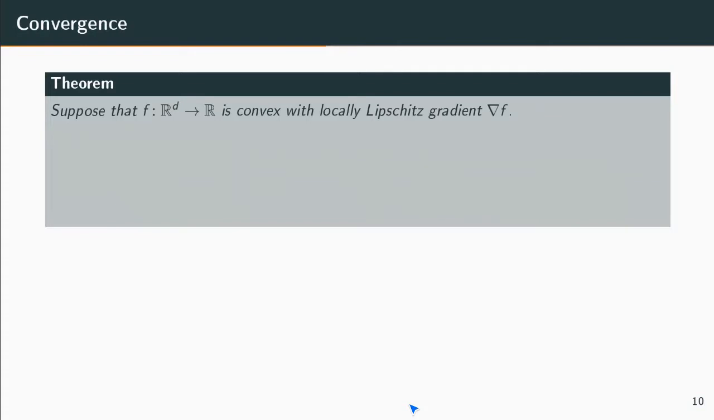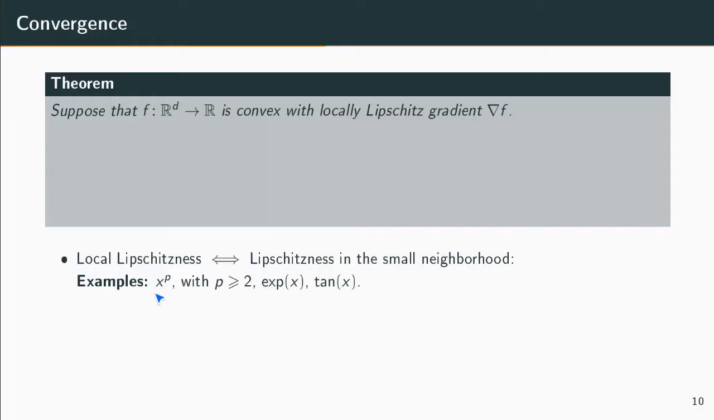So what we can prove is, if we assume that f is convex and not globally Lipschitz as we assumed before, but only that the gradient of f is locally Lipschitz, which is much more general. For example, functions like x to the power p, exponential, tangent, do not satisfy the property of having a globally Lipschitz gradient, but for us it's fine. All of these functions are locally Lipschitz.